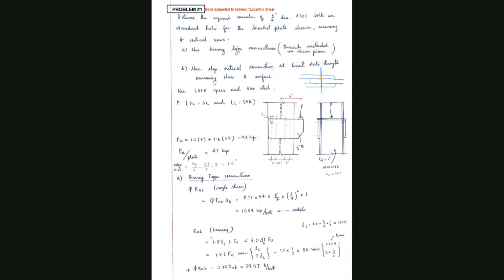So Rn for bearing is again the calculation of bearing strength. It is calculated from this equation. It is there in the manual. If you remember, we made it simpler by converting into this form, and then when you calculate the capacity, the Lc value is the edge distance minus half the diameter of the bolt. So it is 1.6, the edge distance we calculated earlier, minus half times diameter, because Lc is the distance from the edge of the hole to the edge of the plate. And 2 times the diameter of the bolt is 2 times 3 over 4. When you calculate this, you get the value of phi Rn as 39.97 kips per bolt.